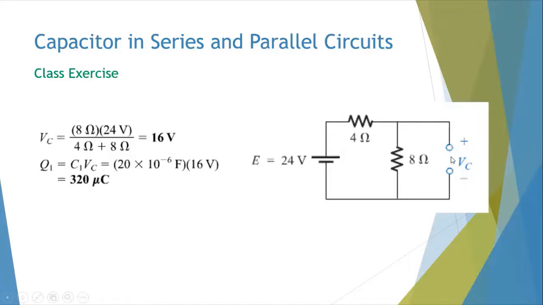So it's very easy now. If you want to find what the final value of VC would be, it's a voltage divider. The terminals of the capacitor are in parallel with the 8 ohm resistor, so you simply do a voltage divider and get the voltage across the 8 ohm resistor. In that case, it's 16 volts. That means the capacitor will charge to a final value of 16 volts, and when it's fully charged, you can represent the capacitor as an open circuit.